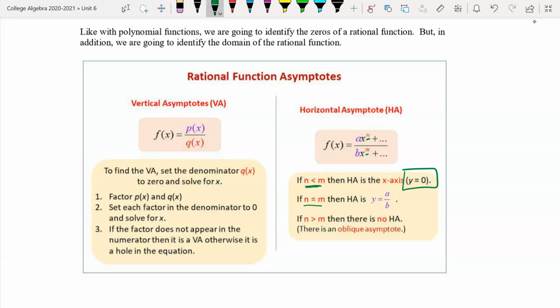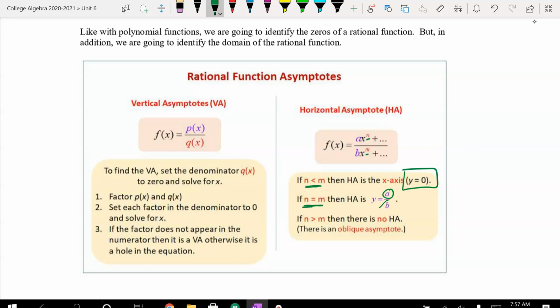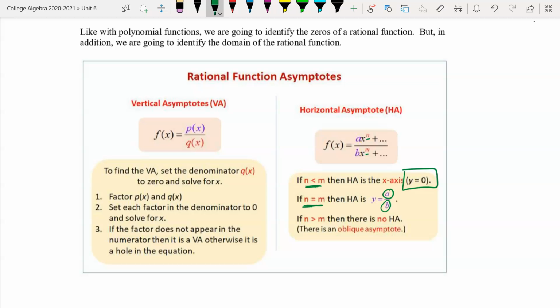If the degrees are equal, then you have to do the coefficient of the first term on top divided by the coefficient of the first term on the bottom. And then if the degree on top is bigger than the degree on bottom, there is no horizontal asymptote. There could be an oblique asymptote, and we really only focus on that whenever the top is exactly one more than the bottom one. And we'll do examples of everything, okay?